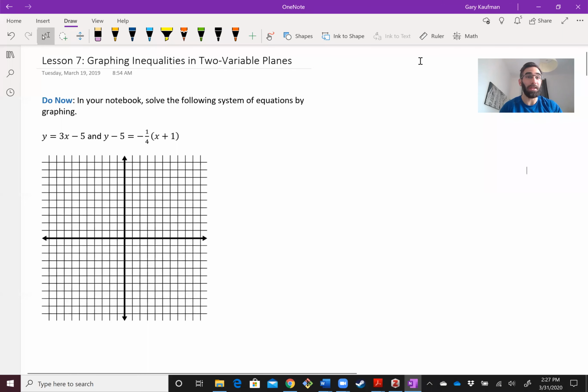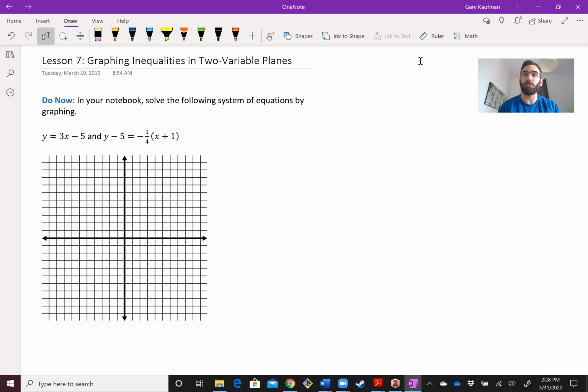Welcome everyone to lesson 7, graphing inequalities in two variable planes. Yes, you heard right, inequalities. So we will be now getting into systems of inequalities, but first we have to look at what it even looks like to graph an inequality. But to get us started, let's remember how to graph.